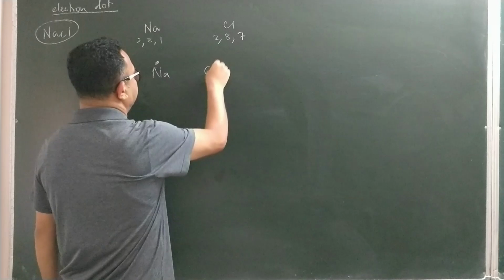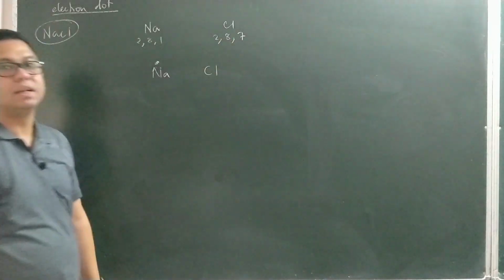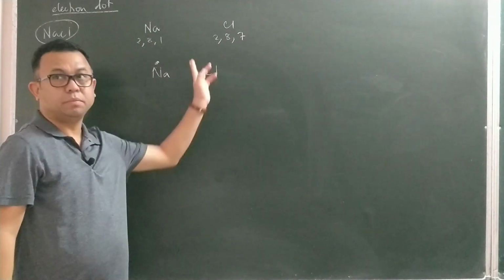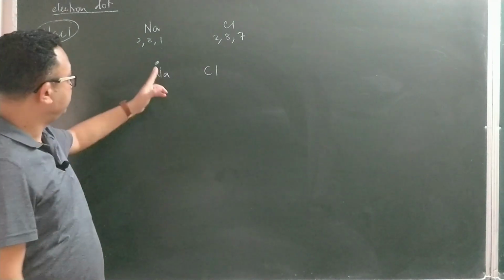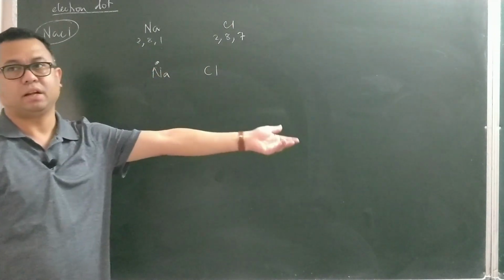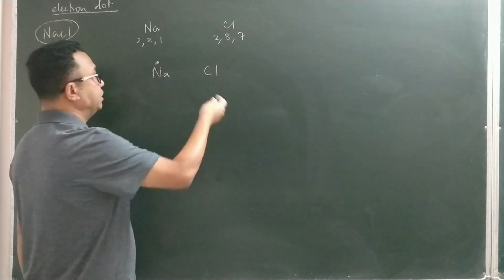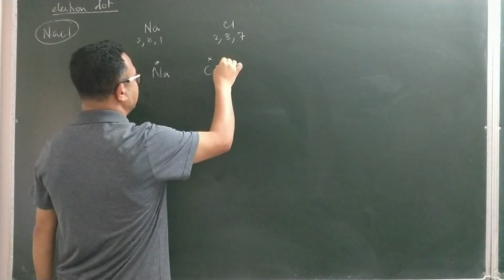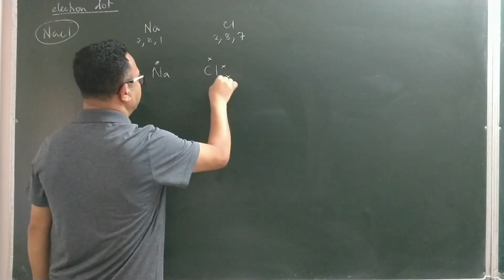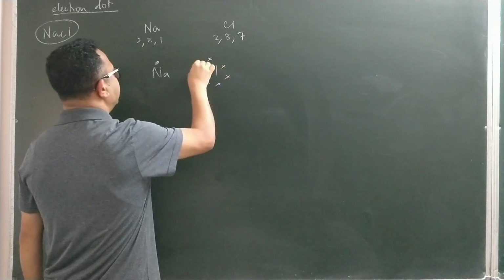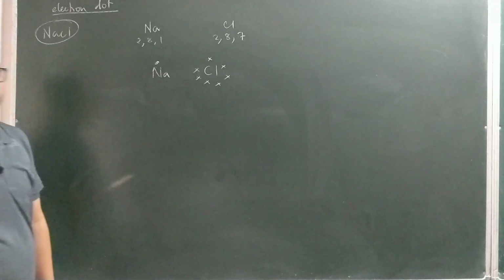Then chlorine, whose outermost shell, as you can see, has 7 electrons, is also represented by dots. But to differentiate between the electrons of sodium and chlorine, let me represent them by a cross. These are the representations: 1, 2, 3, 4, 5, 6, 7. You can see 7 electrons.